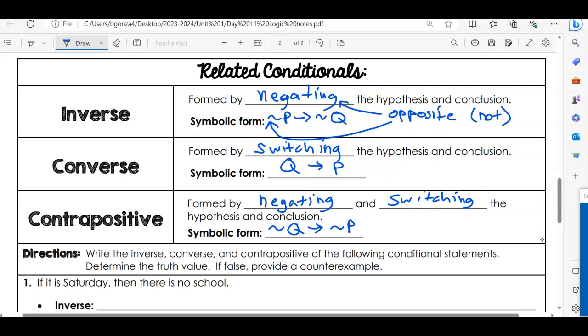Okay? So let's try that. If I'm Mr. G, what's the opposite of being Mr. G? Not Mr. G. What's the opposite of being cool? Not cool. Okay? So what's the inverse of if I'm Mr. G, then I'm cool? What's the opposite of Mr. G? What's the opposite of cool? So what's the sentence going to be?